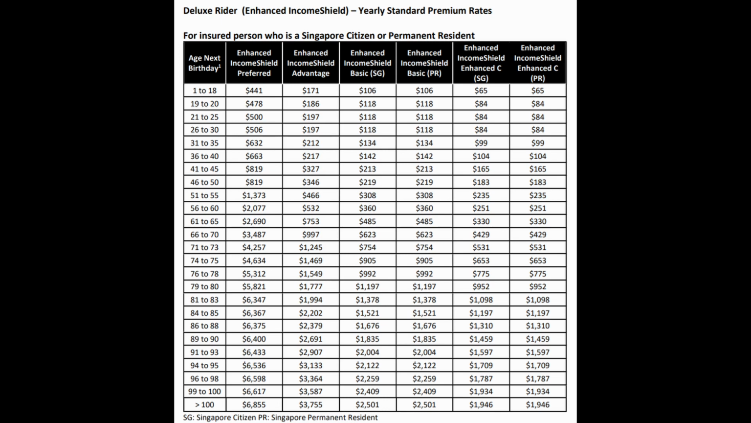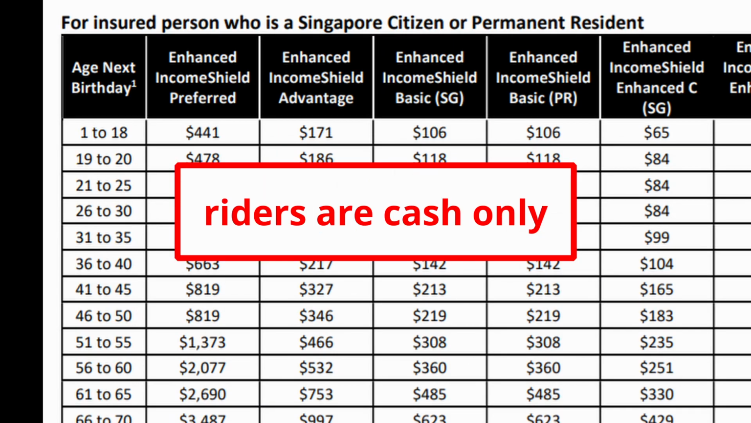And next, I'll just briefly go through with you the rider portion of the premium table. As you can see, it reads exactly like the previous table. The only difference is that for the rider, you cannot use your MediSave. It is fully payable by cash.